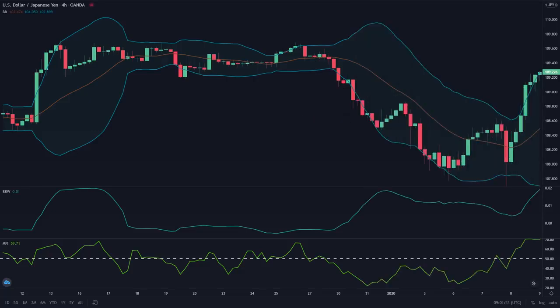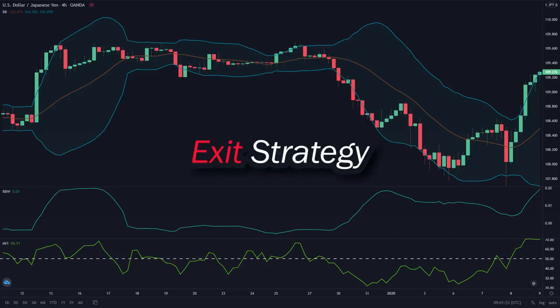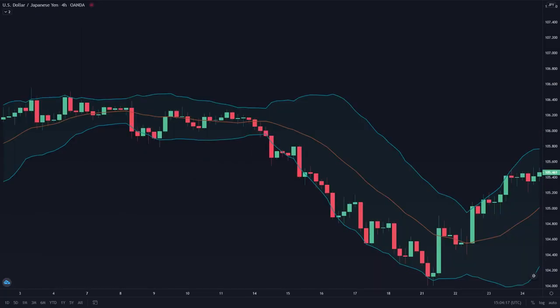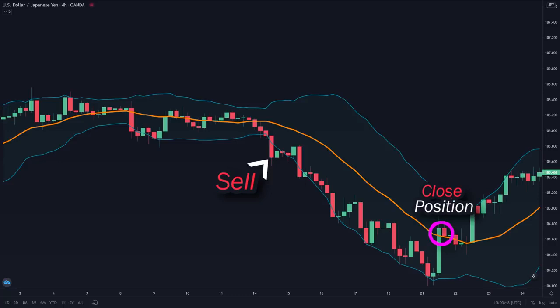So now, I'm going to teach you a really effective exit strategy that you can use to maximize your profits using the Bollinger Bands indicator. So let's say you took a sell position here, and what you want to do is let your trades run until a candle breaks out of the middle SMA line. If the candle broke out like this, you close your position.